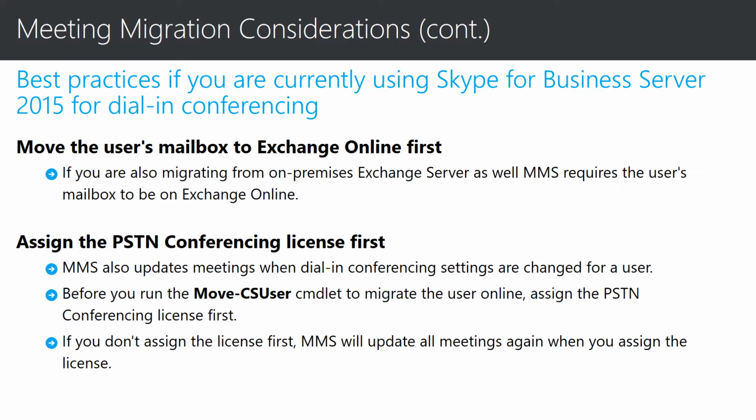If you're also modifying the dial-in conferencing settings for the user, then you will want to make those changes first before running the Move-CsUser command to migrate the user online. Making this change first will ensure that MMS only runs once for each user migrated. Making the change to the user's dial-in conferencing settings after moving them online will result in MMS running again and meeting updates being delivered twice.